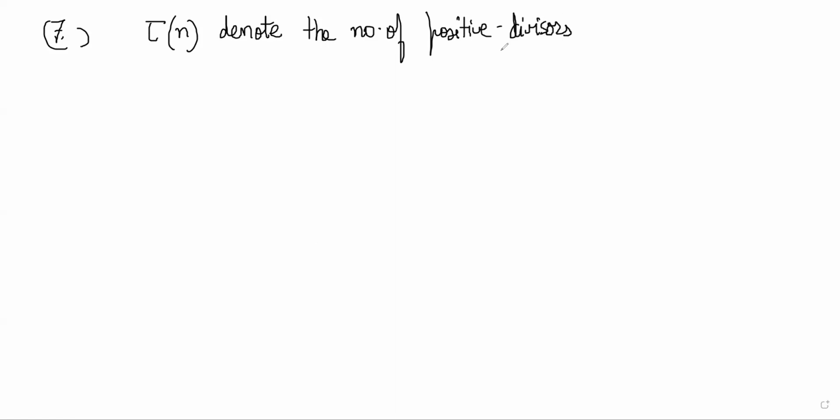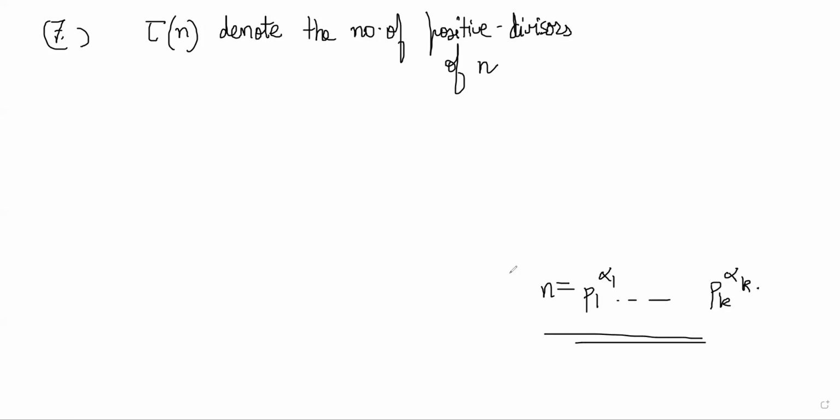Let's look at another one. Let tau of n denote the number of positive divisors of n. And we have n given by p1 to the alpha 1 through pk to the alpha k. This is the standard factorization of n. So what is tau of n? Tau of n is the total number of positive divisors of n. So the total number of positive divisors is simple. You take the product of alpha 1 plus 1, alpha 2 plus 1, and so on till alpha k plus 1.